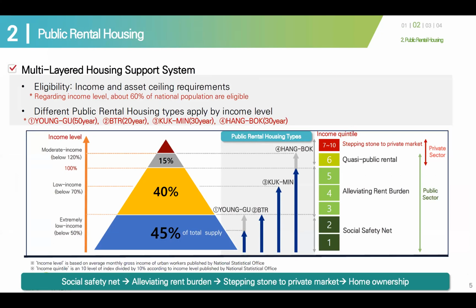In Korea, a multi-layered housing support system is used for housing stabilization of the vulnerable class. Eligibility for housing requires meeting income and asset ceilings. Regarding income level, about 60% of the national population are eligible. There are four major public rental housing types: Yeonggu, Buy-to-Rent, Gungmin, and Hangbok.